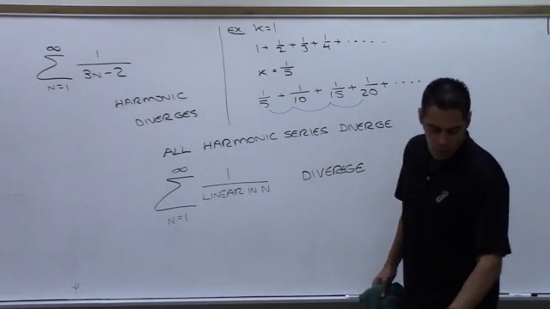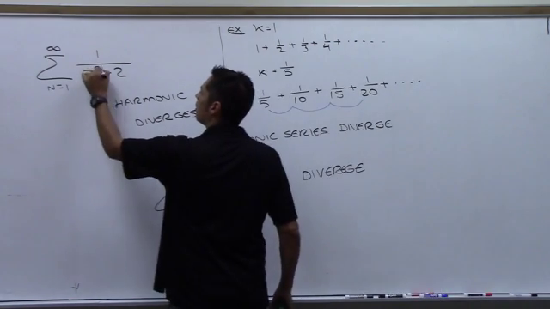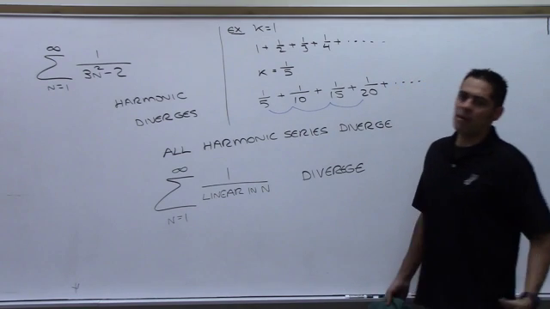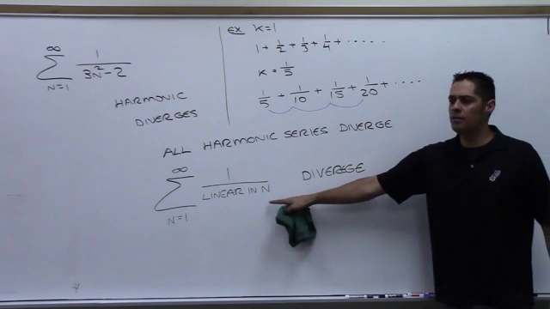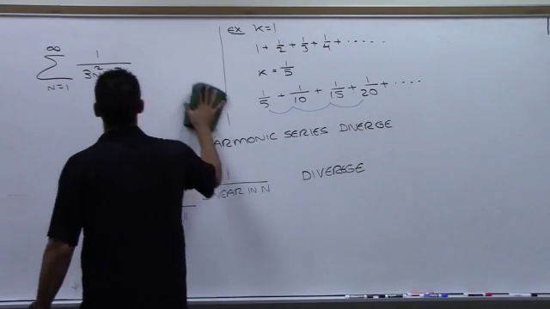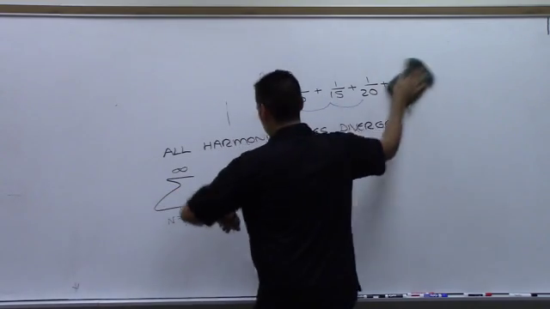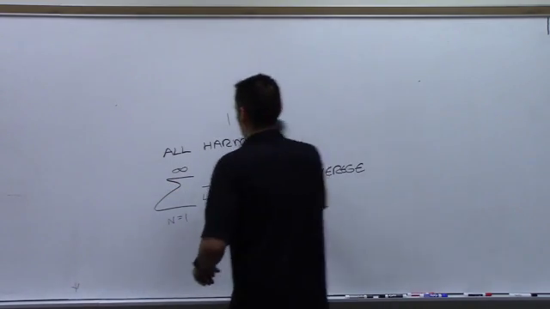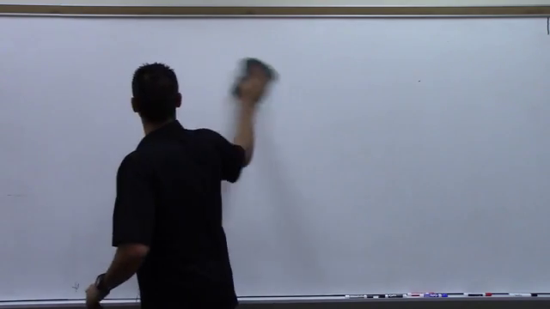Now, what would happen if I changed it to something like n squared? That would not be harmonic anymore because it's not linear in n. You need linear in n for it to be harmonic. We'll deal with that in a minute. That's going to be called a p-series. But one thing at a time. I think I have just enough time to show you an example of something that's kind of cool.